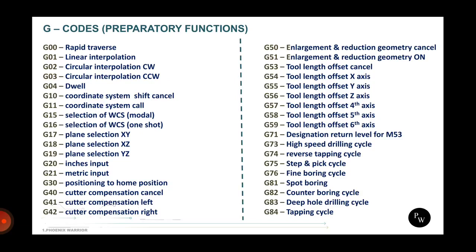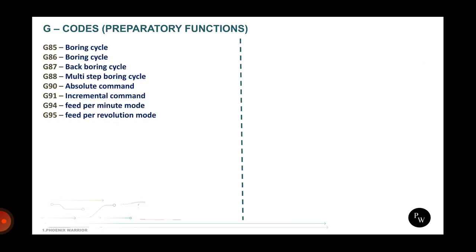The next ones are fixed cycles: high speed drilling, reverse tapping cycle, step and peck cycle, fine boring cycle, spot boring, counter boring, deep hole drilling cycle and tapping cycle also. I explain all these cycles in detail in each and every one of my videos. You can see and refer to that. And G85 is a boring cycle, 86 also, and 87 is a back boring cycle.